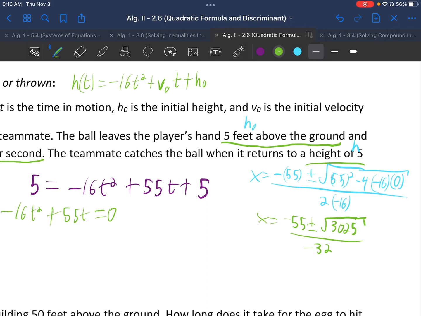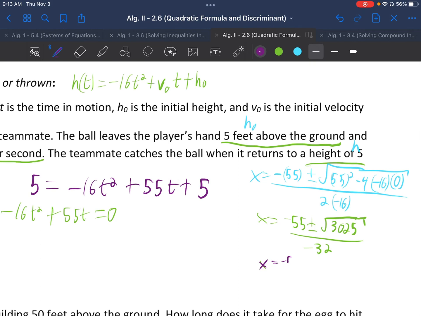Now, we are going to do an approximate on this one. So you can just type this into your calculator, do the square root of 3025, for example. If you're using your phone by chance, if you're at home or working during a study hall maybe and you have your phone, you can do that, or you can use a calculator, whichever way you want to do it. The square root of 3025 ends up being 55, because it was 55 squared.